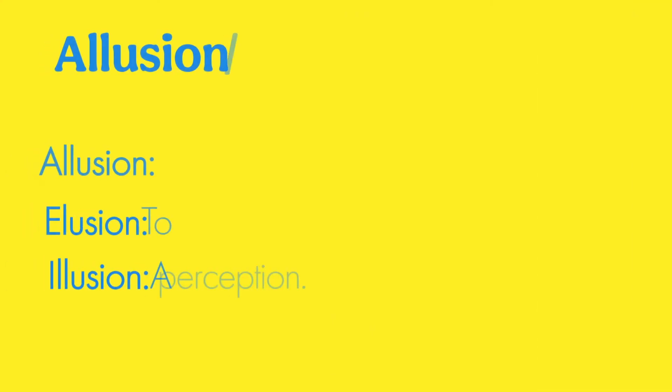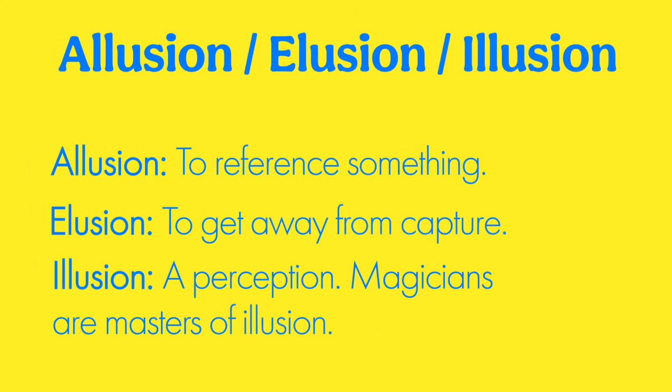So then we have allusion versus illusion versus elusion. Allusion with an A is when you reference something. So he alludes to that in his book. He alludes to the poem in his book, so he's making reference to the poem in his book. The second, elusion with an E, is to get away from capture.